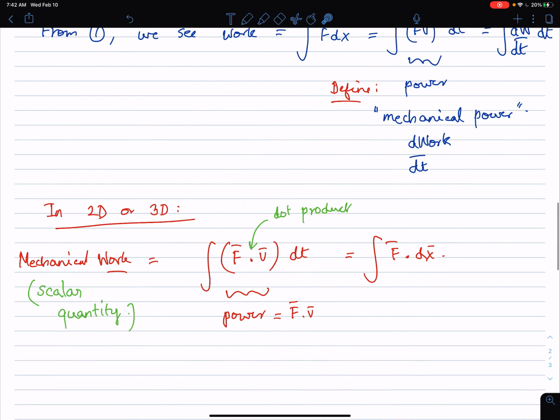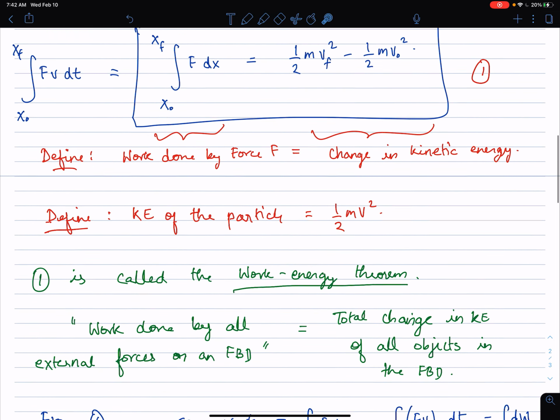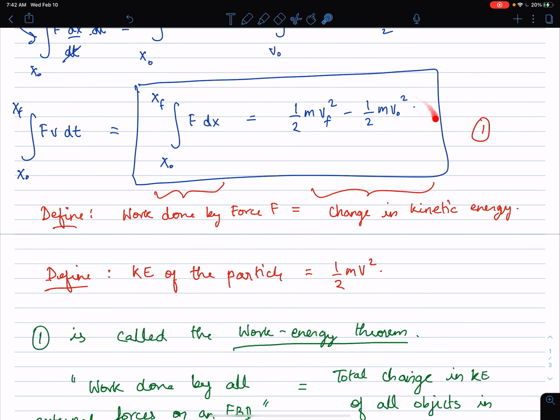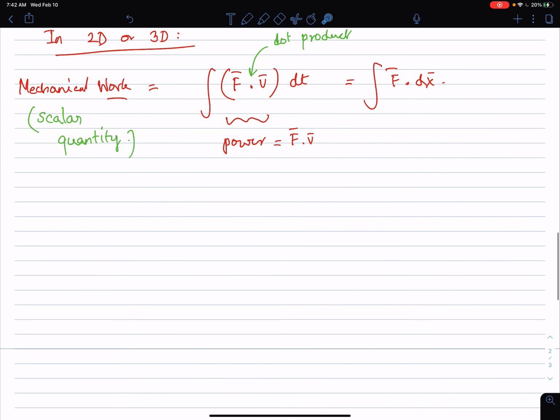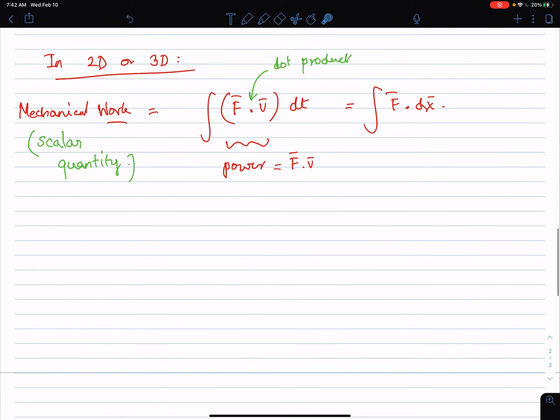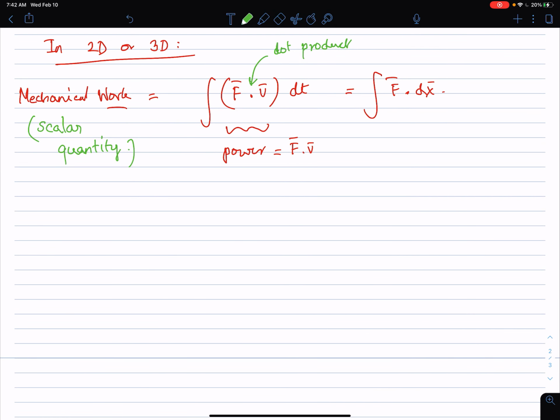So all these are scalar quantities, it turns out. Even in 2D or 3D, kinetic energy will be a scalar quantity, work done is a scalar quantity, power is a scalar quantity. So this is a scalar equation. Okay, we go from F equals ma, which is a vector equation, and then convert it into a scalar equation. So that's mechanical work.